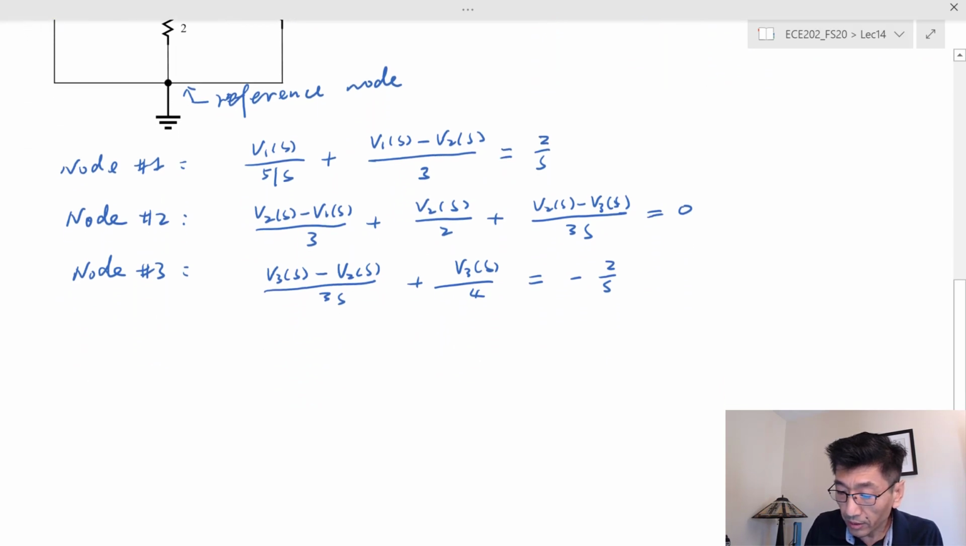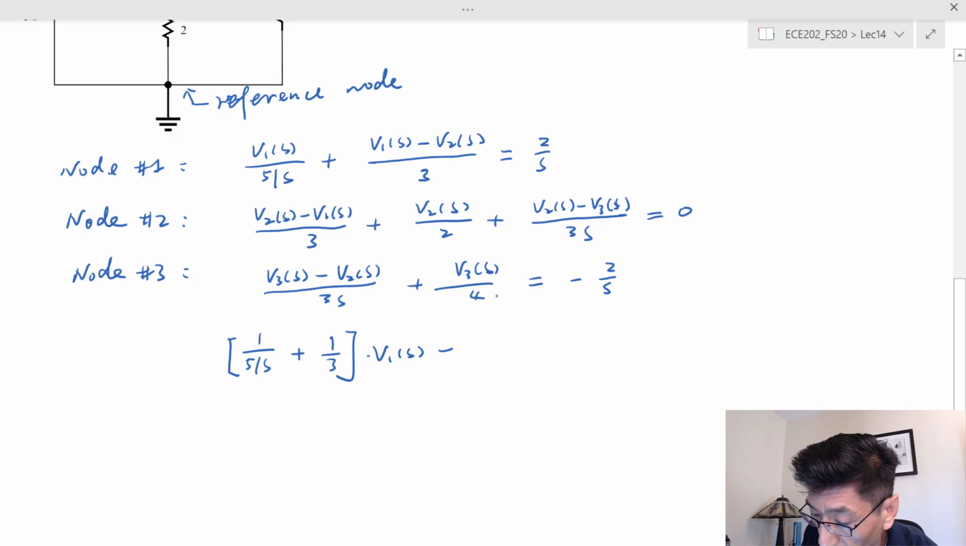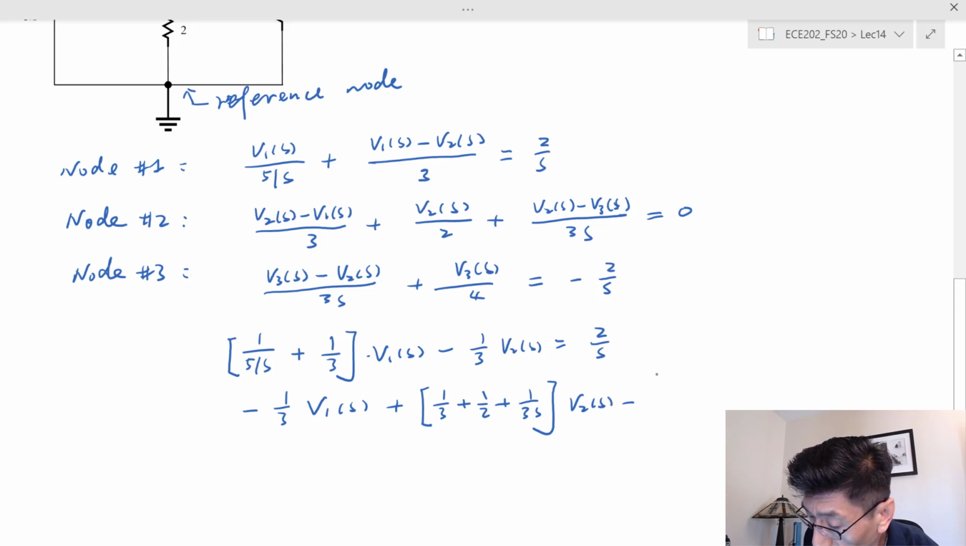And you can factor the coefficients in. So we have 5 over S, plus 1 over 3, times V1S, and minus 1 over 3 times V2S, that's equal to 2 over S. I'm collecting the terms of the first equation. For the second equation, I have negative 1 over 3 V1S, and for V2S, I have 1 over 3, right? Plus 1 over 2, plus 1 over 3S. That's V2S, and minus 1 over 3S times V3S.